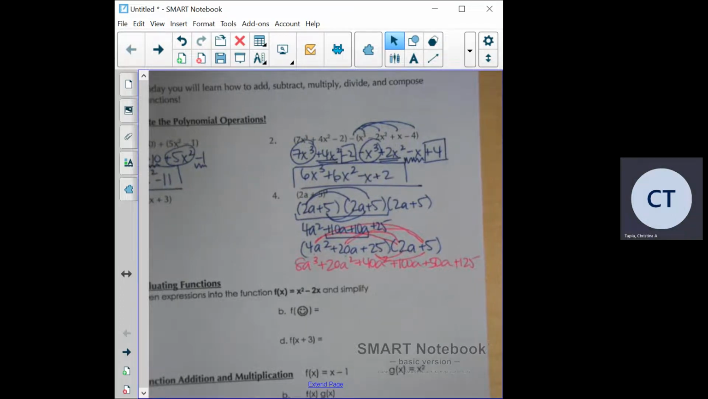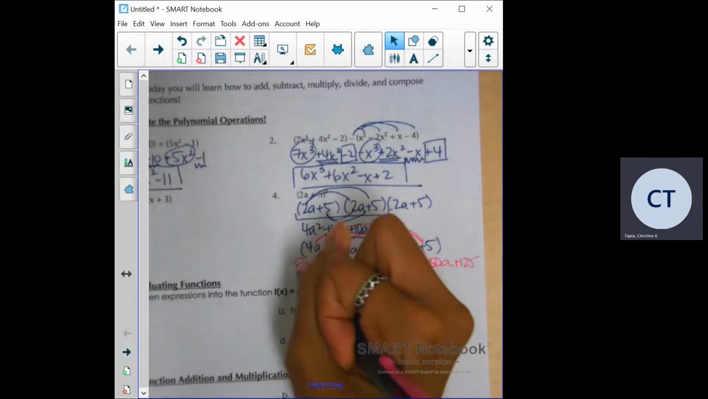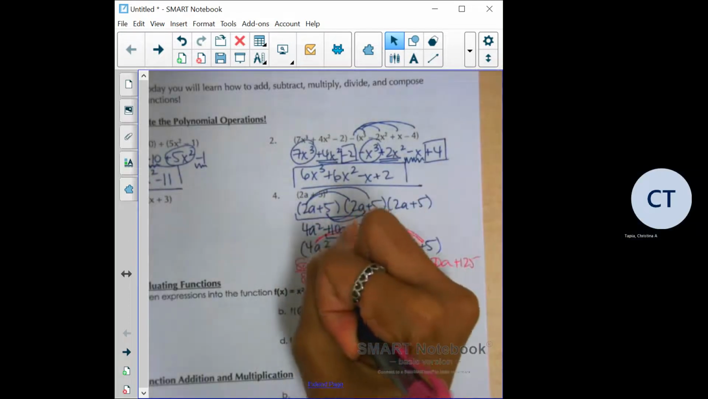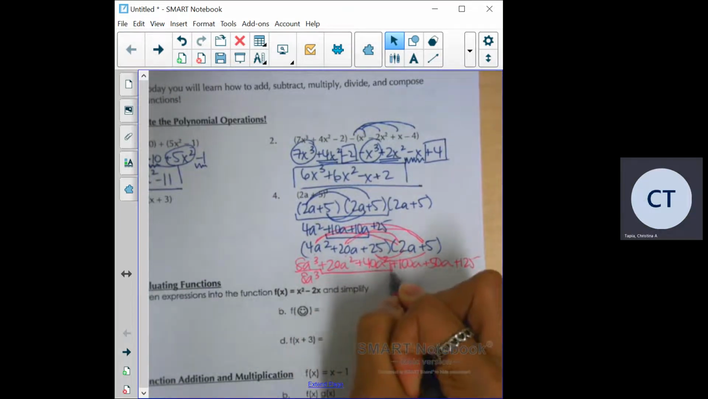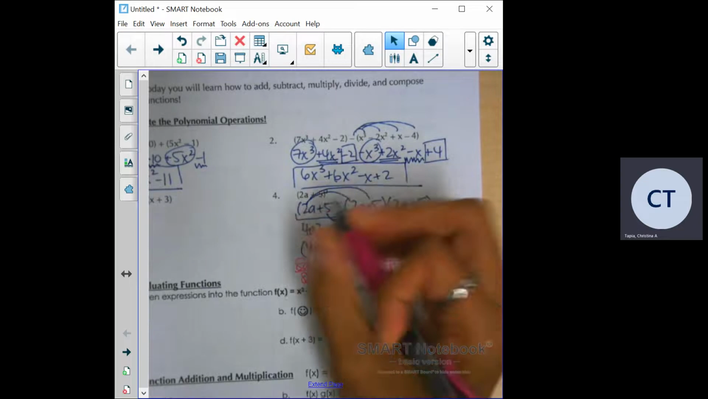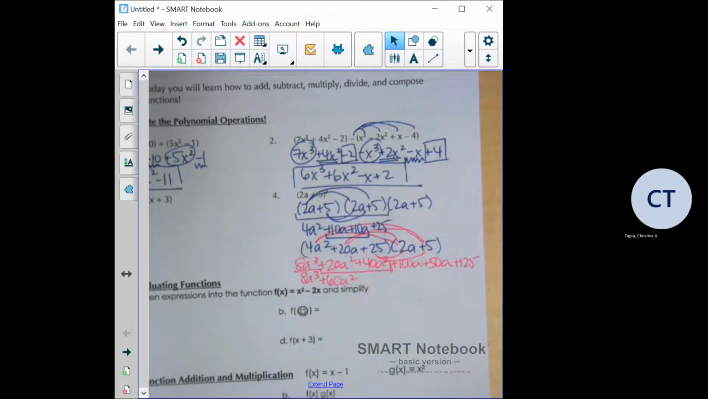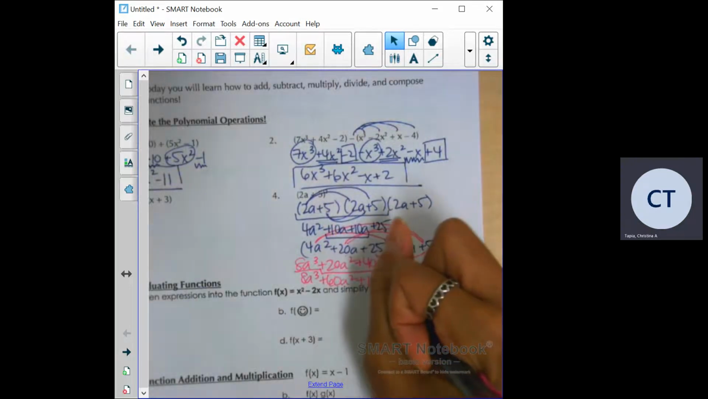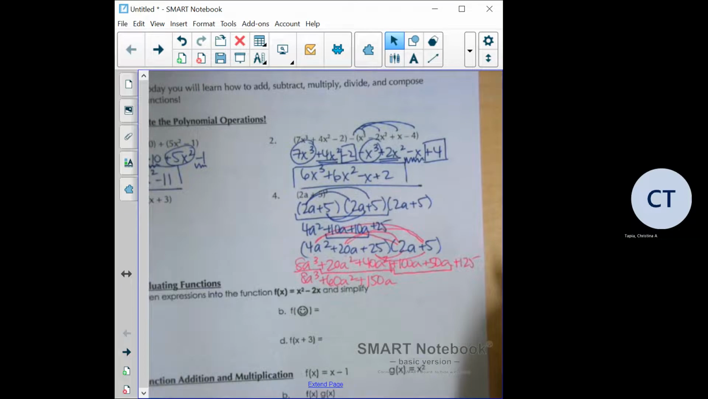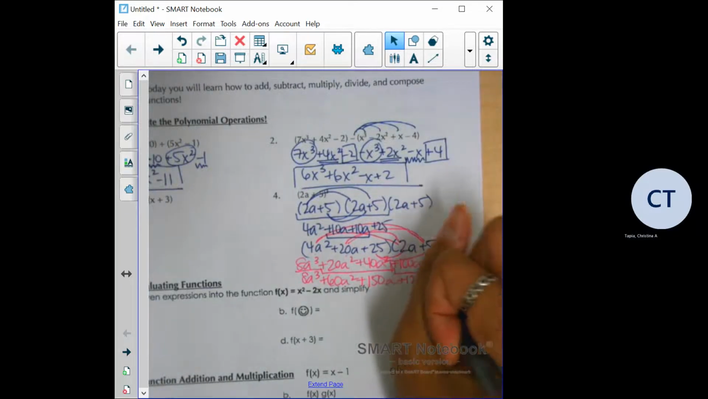All you have to do from here is combine your like terms. So the 8A cubed, I can just rewrite. The 2A squareds, so the 20A squared and the 40A squared, I can add those. The A terms, I can combine those. And the 125 just stays as a 125.